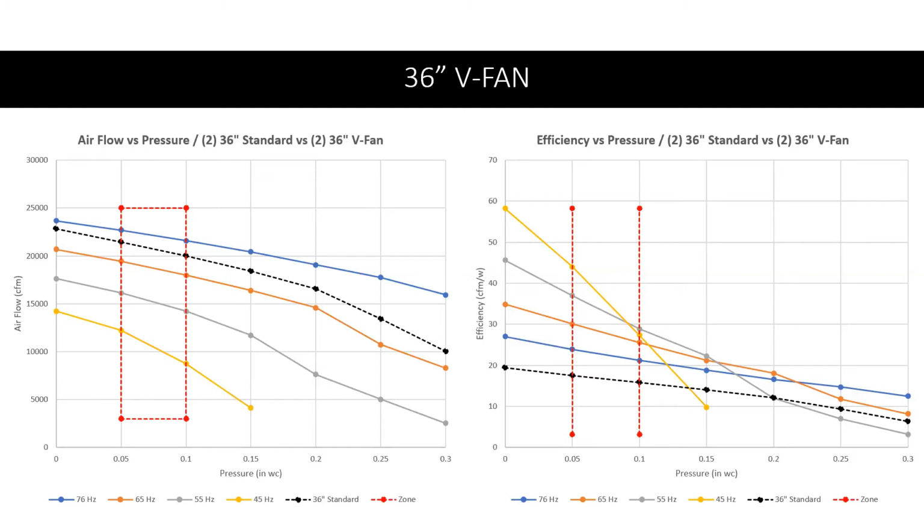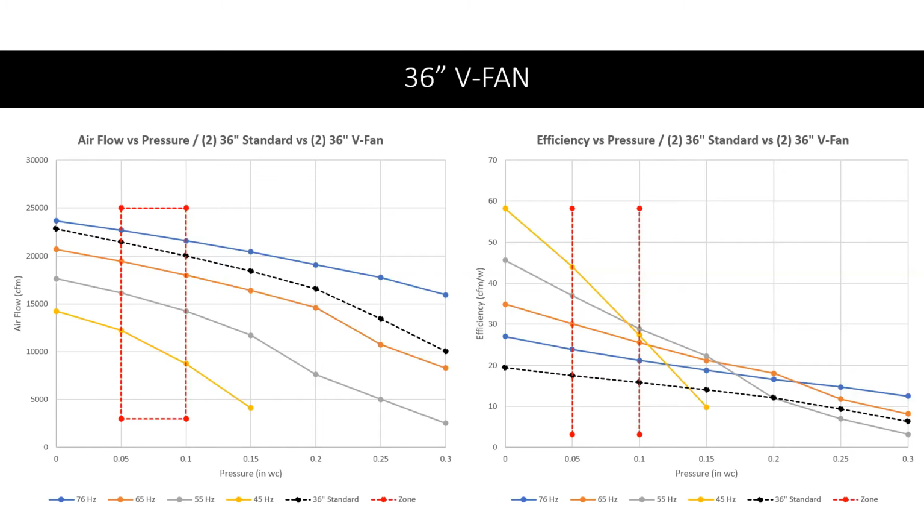And if you go over to the right-hand side, we're looking at efficiency in CFM per watt over static pressure in inches of water column. You can see if you follow that same blue line that even at the highest end of output, the blue line is above the dashed black line, which means even at that higher performance, it still performs at a higher efficiency, which is a good thing.